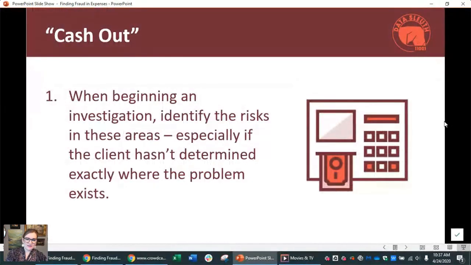So when beginning an investigation, we're going to identify the specific risks in these different areas. Okay. And most of the time, business owners come to us or with their attorneys and say, okay, we know that they're stealing this way. But then we still like to walk them through, okay, what else does this person have access to so that we can identify the risks and determine, are there other areas that we should also look at while we're concerned with writing checks to themselves, fake vendors.